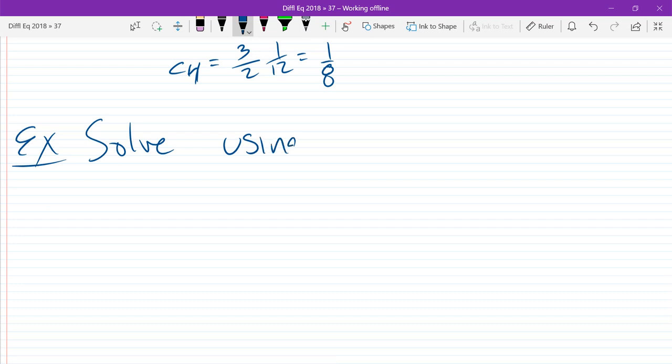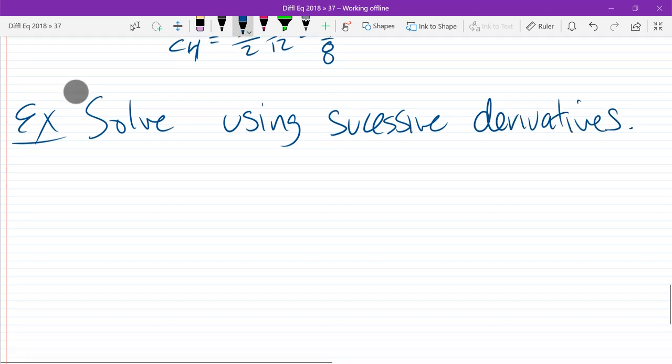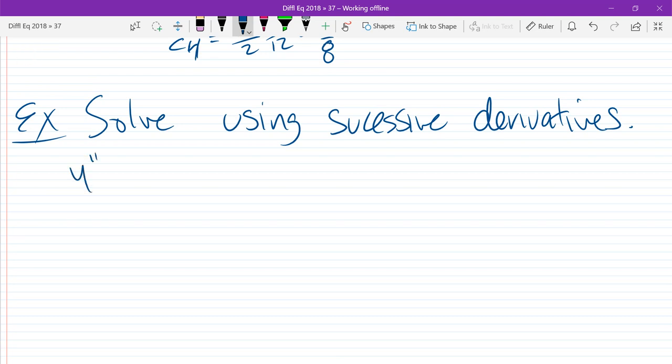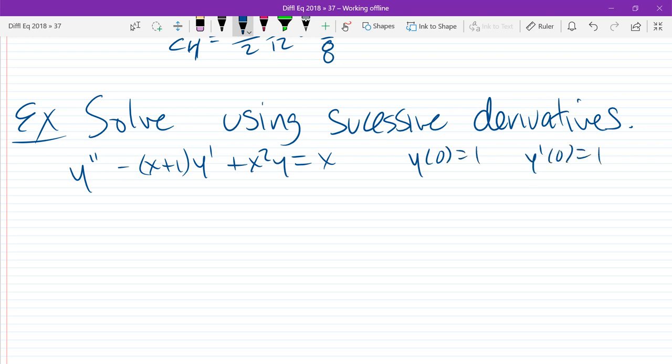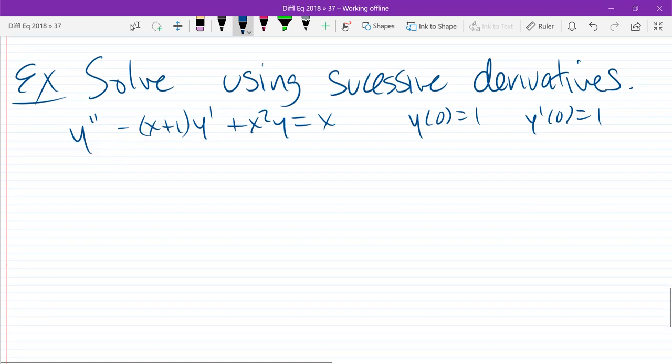We're going to solve using successive derivatives. And we'll do the exact same problem, y double prime minus (x plus 1) y prime plus x squared y equals x, and y of 0 is 1, and y prime of 0 is also 1. All right, so this is the exact same problem, so I can still use that theorem that there exists a solution that's analytic with a radius of convergence of infinity, just like before.